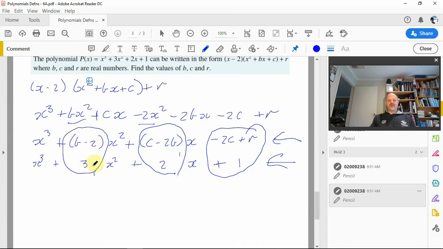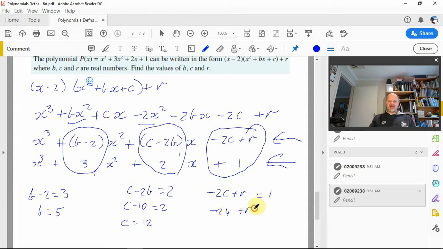But with the x squared coefficients, we know that b minus 2 is equal to 3, which means that b would be equal to 5. And we know here that c minus 2b is equal to 2. So c minus 10 is equal to 2, so c is 12. And the number part on the end, minus 2c plus r, is equal to 1. So minus 24 plus r is equal to 1. So r is equal to 25.